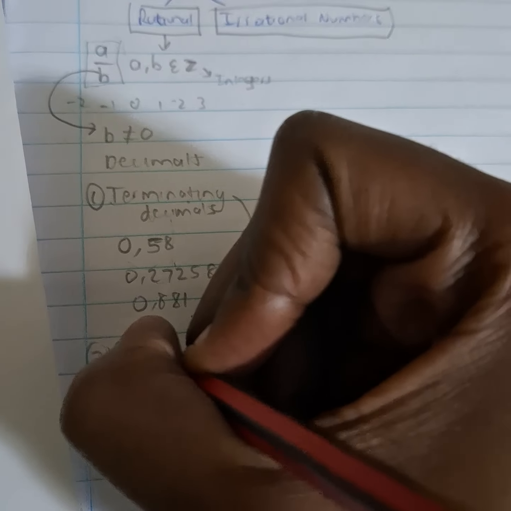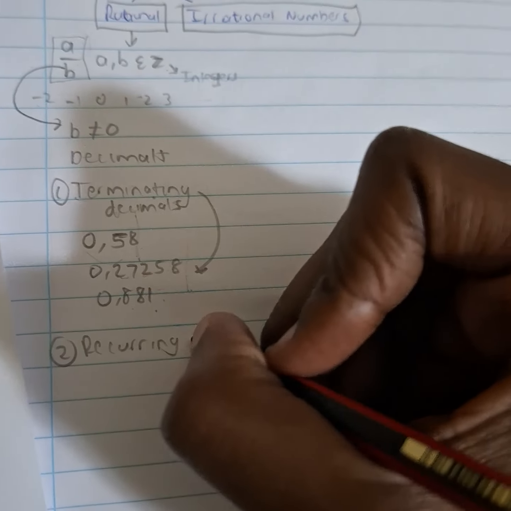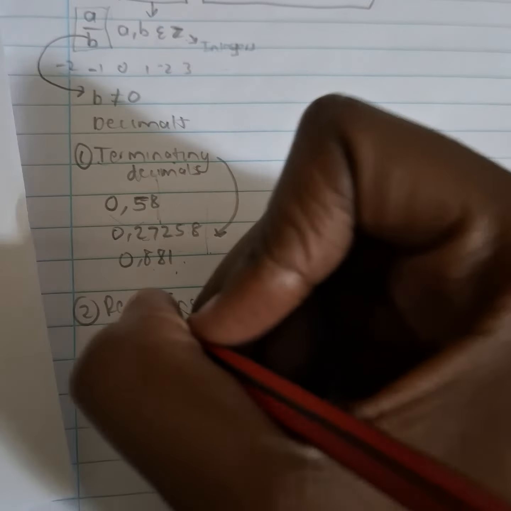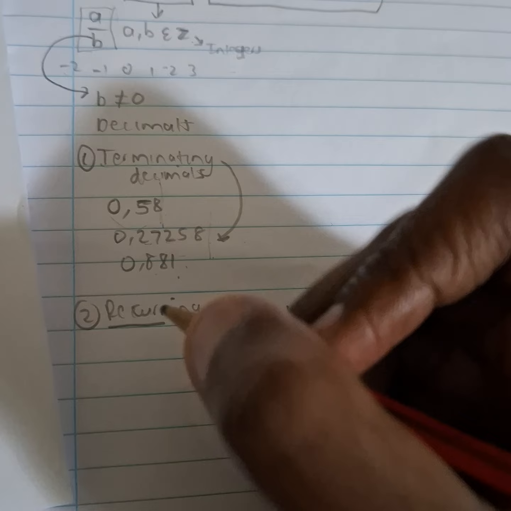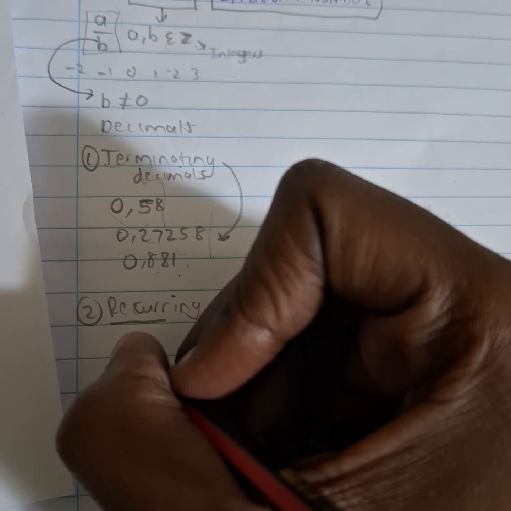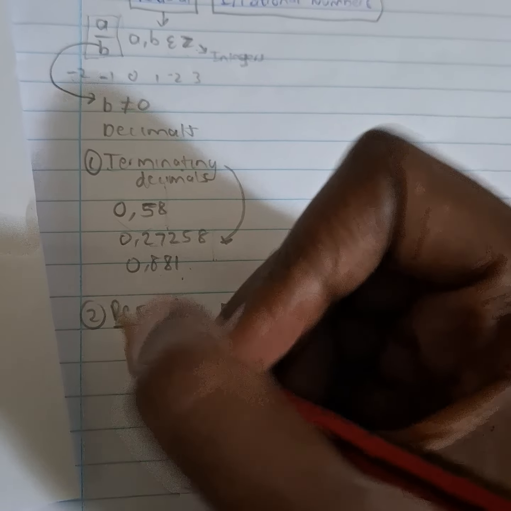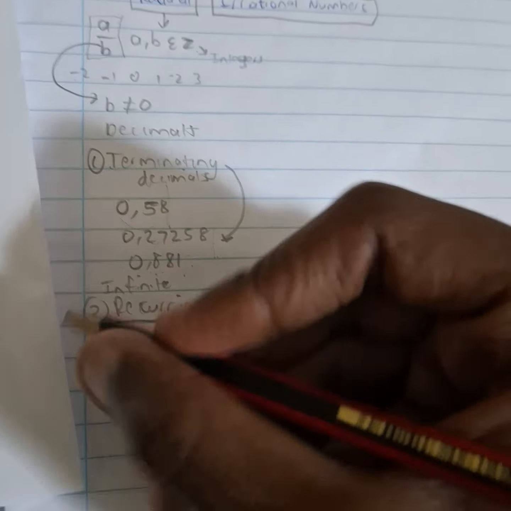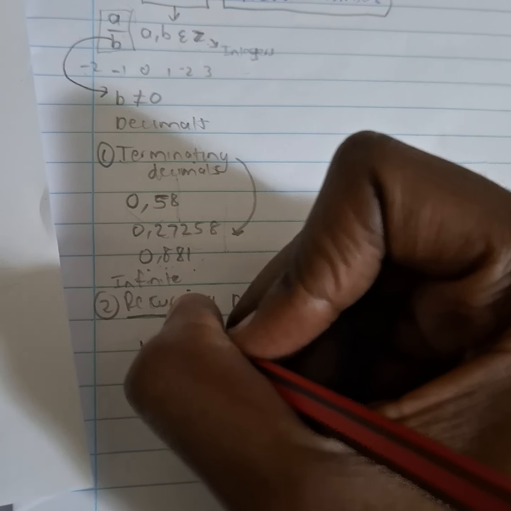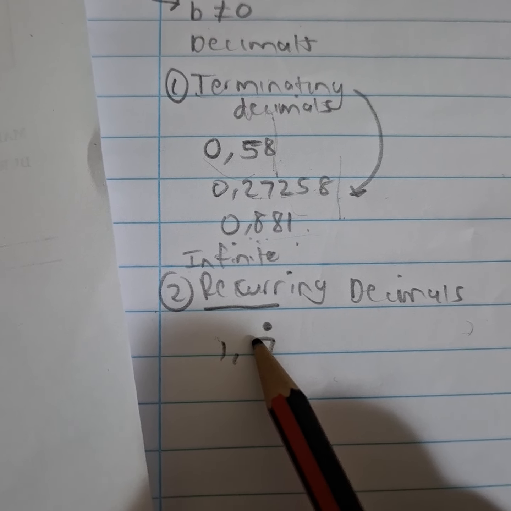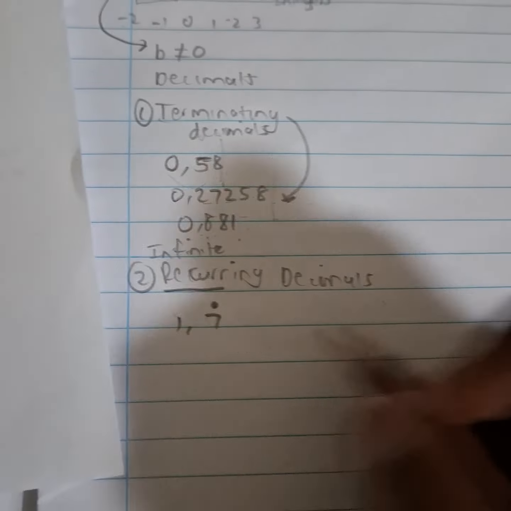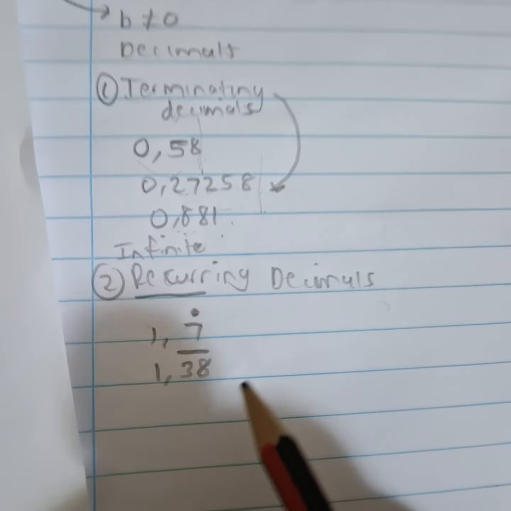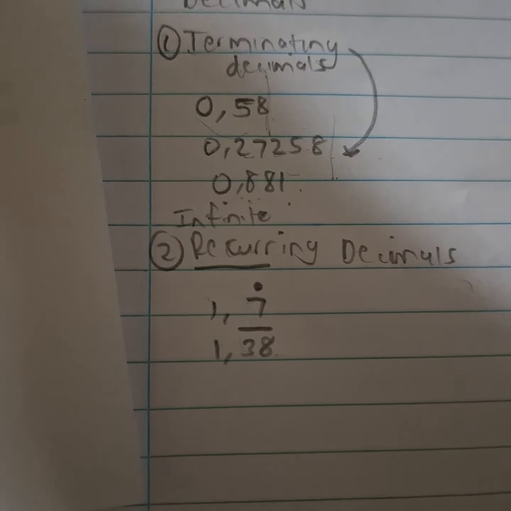Then, we have another type of decimal when it comes to rational numbers, and that is recurring decimals. Recurring decimals are, as the word suggests, repeating numbers after the comma. They repeat infinitely, hence we call them infinite recurring decimals. Let's say 1,7 with a dot on the 7 to indicate that the 7 continues indefinitely, forever and ever. Or you can say 1,38, where we put a line over the 3 and the 8 to show that the 3 and the 8 repeat.